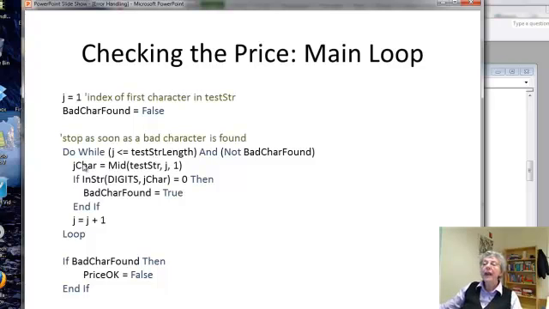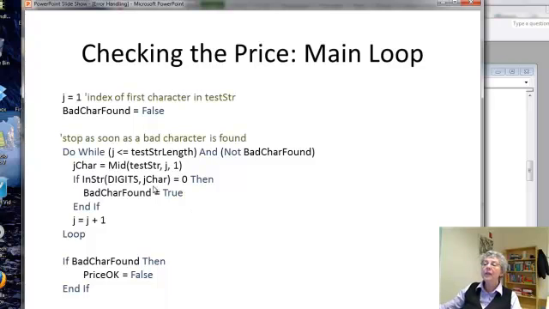So the first thing I have to do is pick out the jth character, and I use the function mid to do that. With mid, you give the name of the string you're pulling something out of. Here it's test string. The j says what position, and the number says how many characters. So I just want the one character here.